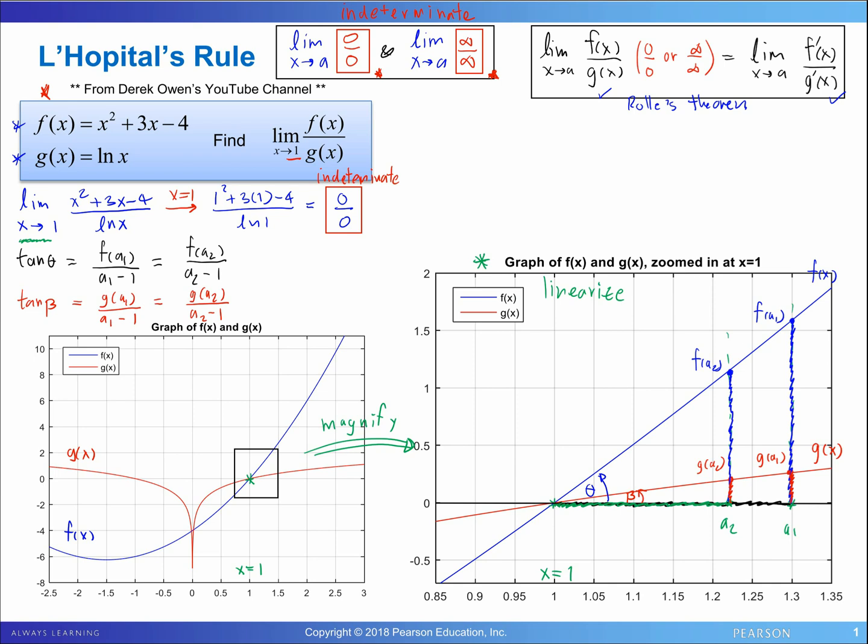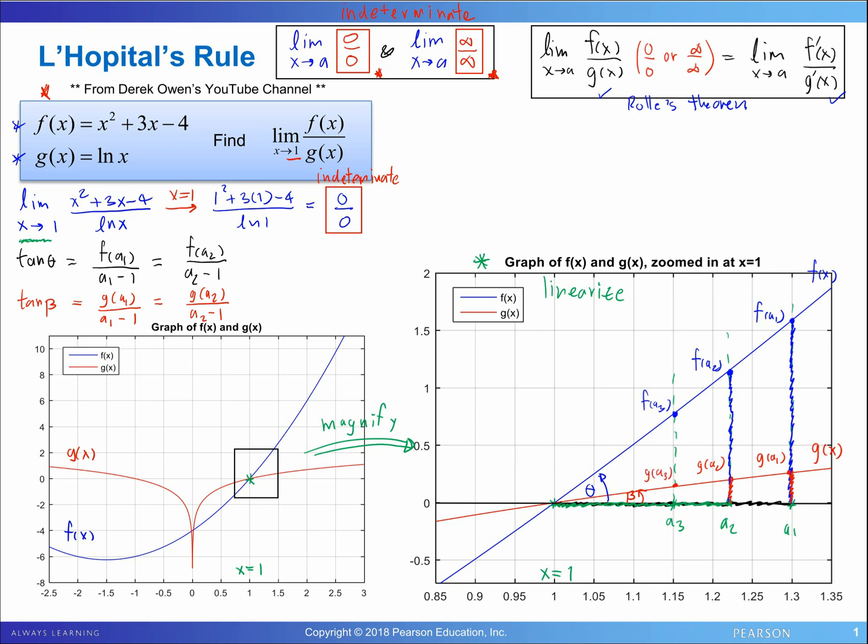Now let's move closer again to x equal to 1 one more time, to this point right here. Let's call it A3. And we'll do everything all over again. Let's have this line. At A3 we have two function values. First one, f of A3. And another one down here, g of A3.